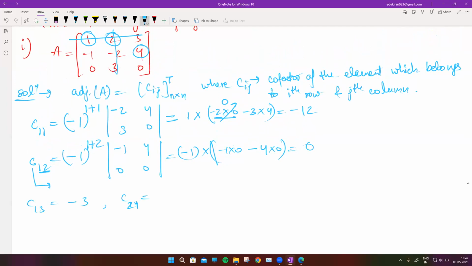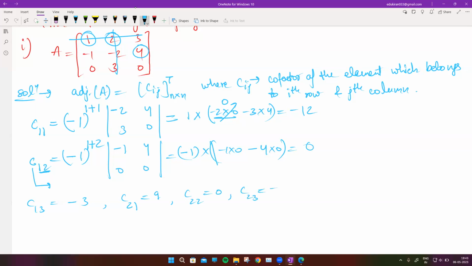So it will be plus... sorry, yeah, it will be -3. My bad. So C2. Then for C21, it will be +9. Yeah, correct. Then for C22, it will be 0. Yeah, just call it C22. Oh yeah, sorry, C22, it will be 0. Correct. Then C23, it will be -3.